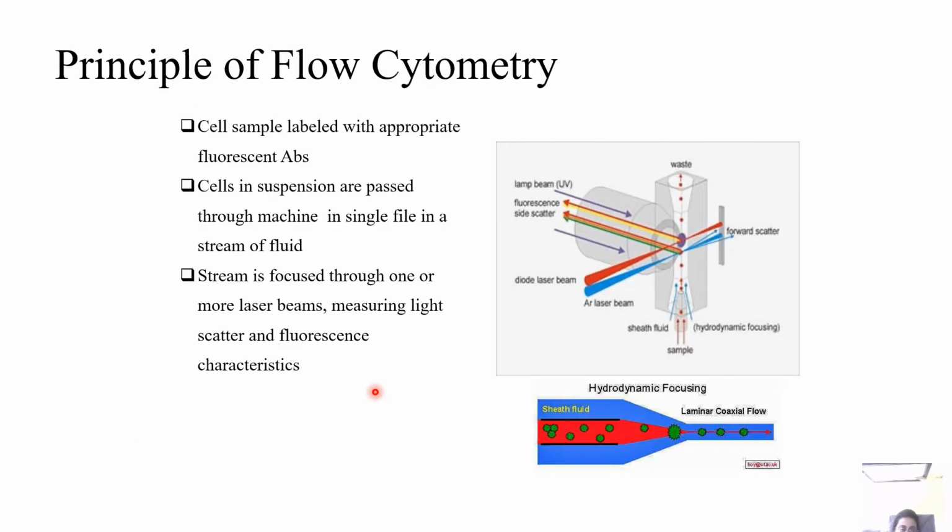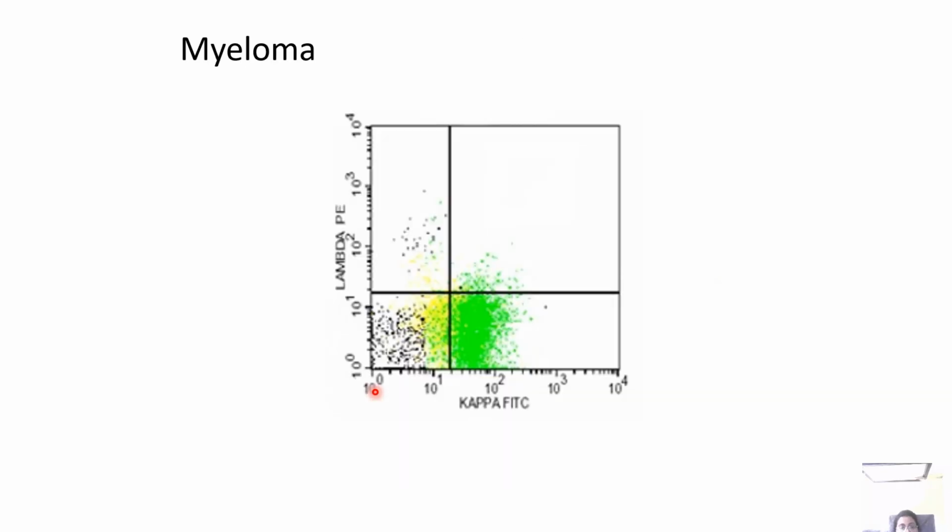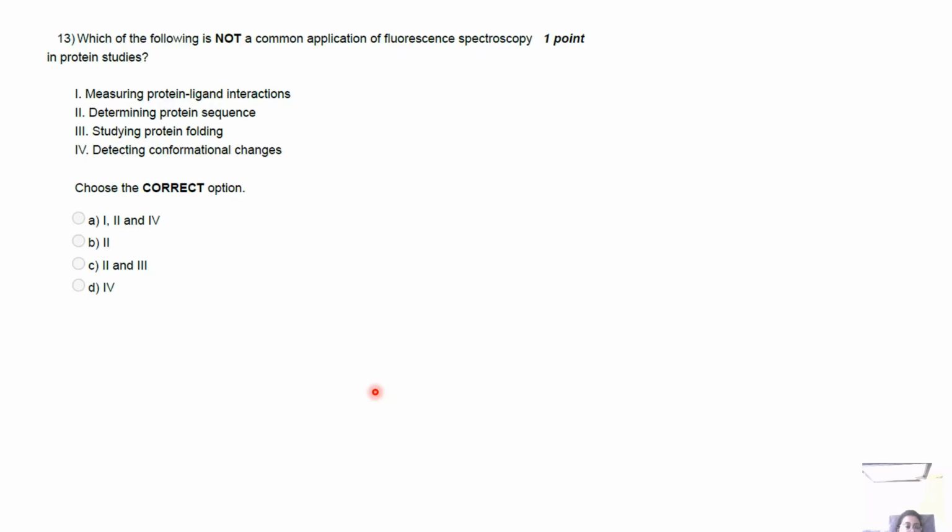In flow cytometry also, cells in the sample are labeled with the appropriate fluorescent antibodies, and cells in suspension are passed through the machine in a single file in a stream of fluid. The stream is focused through one or more laser beams, measuring light scatter and fluorescent characteristics. Fluorescence is detected by photomultiplier tubes. So, not going into details.